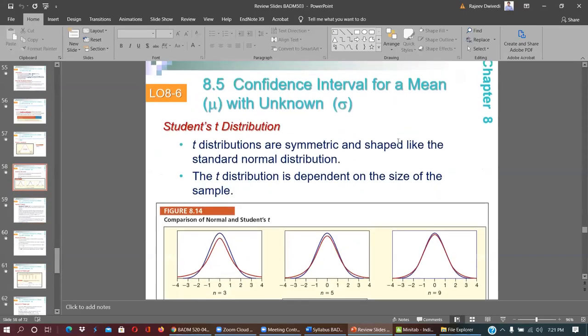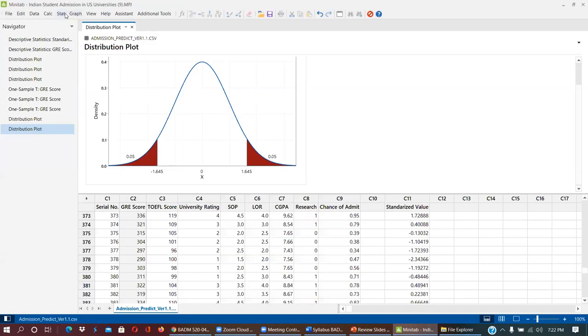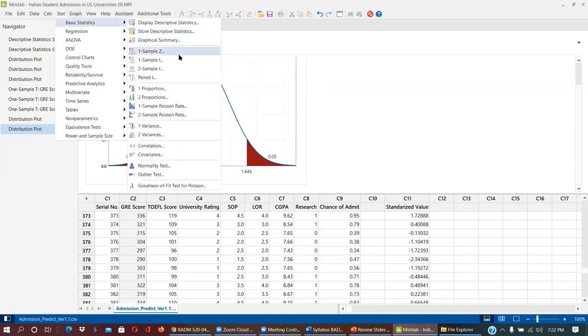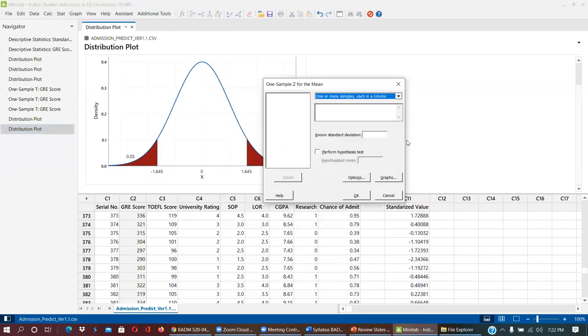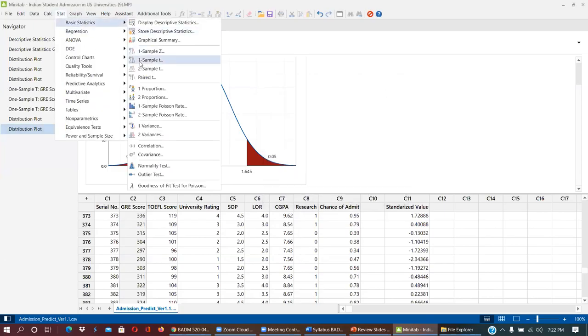Another thing is degree of freedom. What is called degree of freedom? Here degree of freedom is n minus 1. We have three things: one is z-test, one is t-test. When do we use z-test? You can clearly see in Minitab. If you go to Statistics, Basic Statistics, One Sample Z, you should have a known standard deviation. Means if you know the population standard deviation, then only you can use the z-test. If you don't know the population standard deviation, you go for t-test.